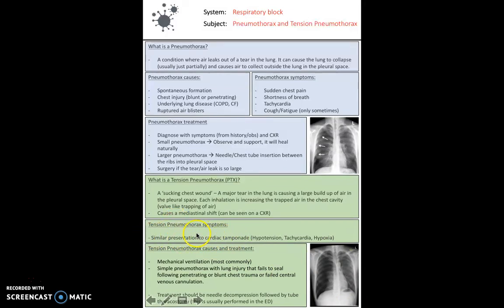Again, it'll present with tachycardia like a normal pneumothorax, but it presents actually similar to a cardiac tamponade, so hypotension, tachycardia and hypoxia. In terms of treatment, we usually mechanically ventilate first of all, and as well it should be needle decompression followed by a tube thoracostomy, and this is normally performed in the emergency department.